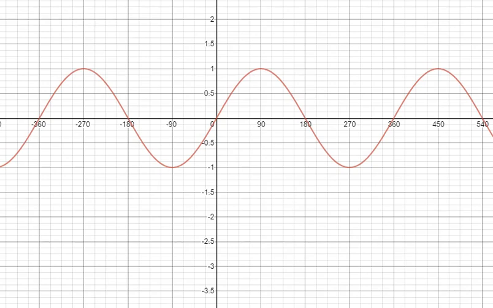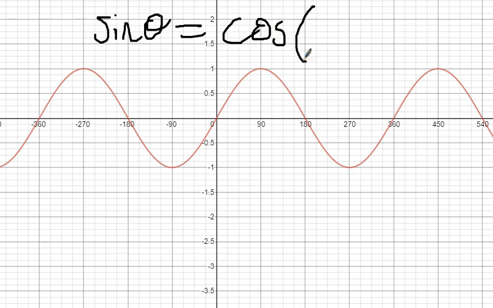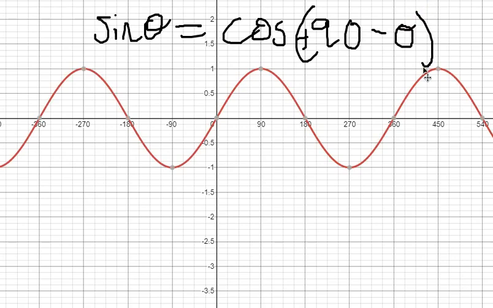When I drew it, we said, in fact, do I still have this written? I think I just deleted it off the page. So I said something along the lines of sine theta equaling cos of 90 minus theta. So this isn't just a translation. We've got this plus 90. We've also got a minus on the theta, and this makes it all go a bit strange.